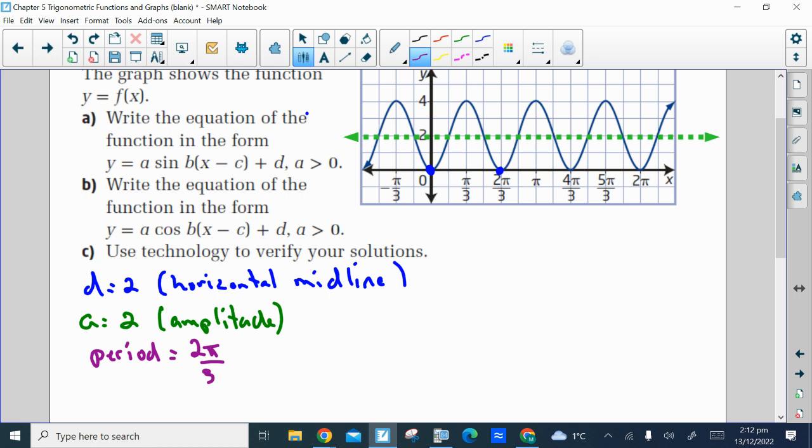And so there's a couple different ways that we could get our B value from this. We've talked about an equation that we use to find our new period. Our period is 2 pi divided by B. That formula is not on the formula sheet, but it's something that we can use if you remember it. The period can be found by going 2 pi over B. So if you compare these two statements, B has to equal 3.